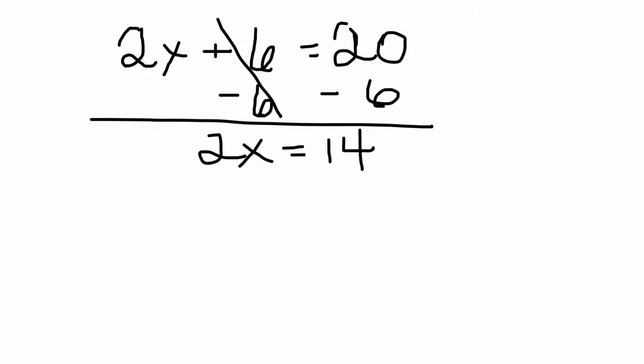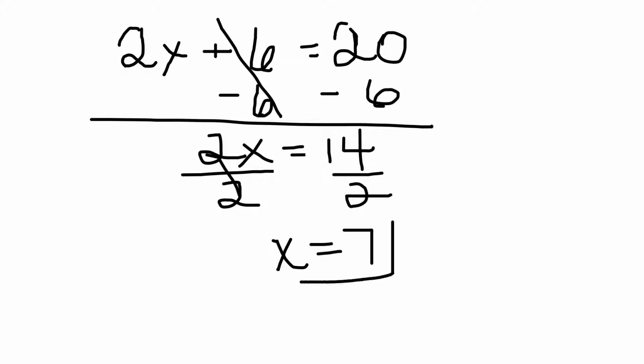So now, to split up the 2 and the x, to cancel this multiplication of the 2 and the x, I want to divide by 2, divide by 2. This becomes 1, so I'm just left with x equals 7.